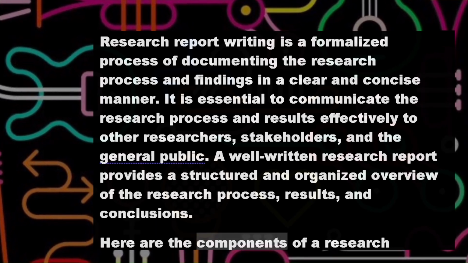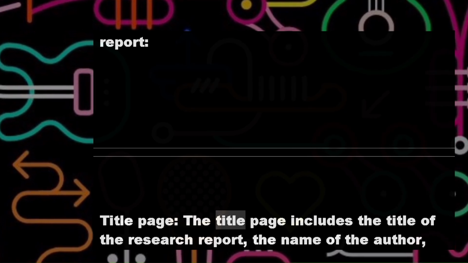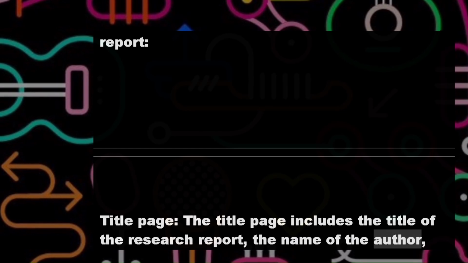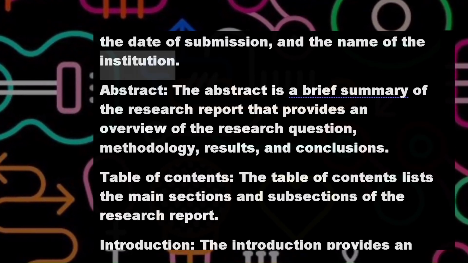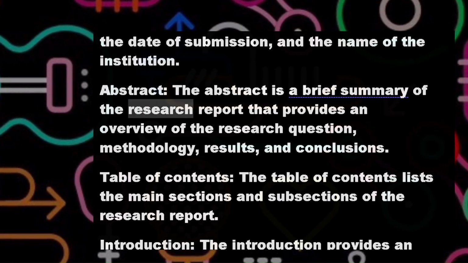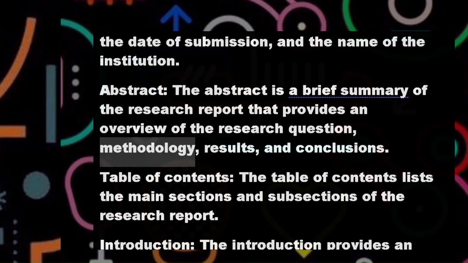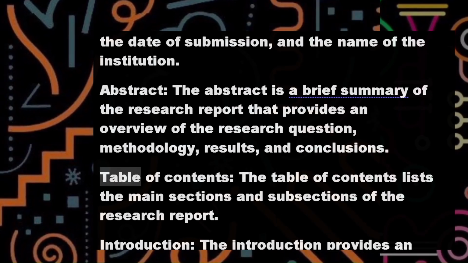Here are the components of a research report. Title page. The title page includes the title of the research report, the name of the author, the date of submission, and the name of the institution. Abstract. The abstract is a brief summary of the research report that provides an overview of the research question, methodology, results, and conclusions. Table of contents.